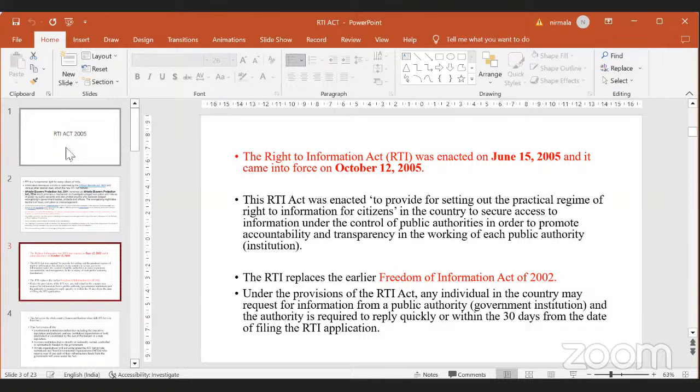And the RTI, just now I said, replaces the earlier Freedom of Information Act of 2002. And under the provisions of this RTI Act, an individual can request information from the public authority, and from the date of receipt of the application, it is the duty of the concerned public information officer of the organization to provide information to the RTI applicant. So the RTI process starts from making an application with the PIO of an organization, and it ends with the timely disclosure of information to the RTI applicant. And the time limit that is specified under the Right to Information Act is 30 days from the receipt of filing of an RTI query or application by an individual.